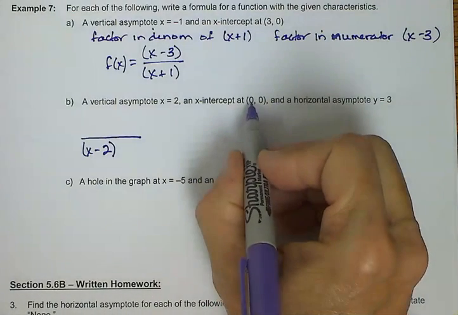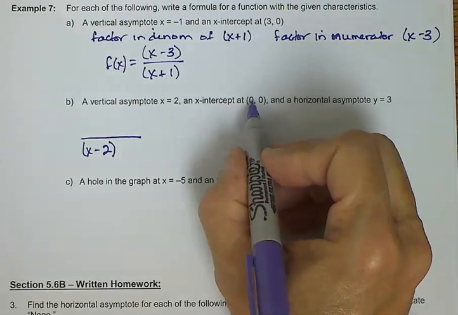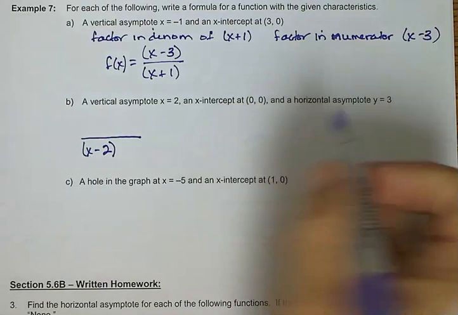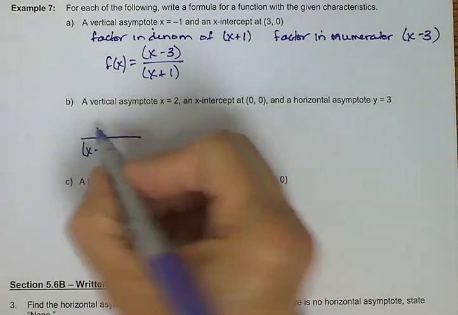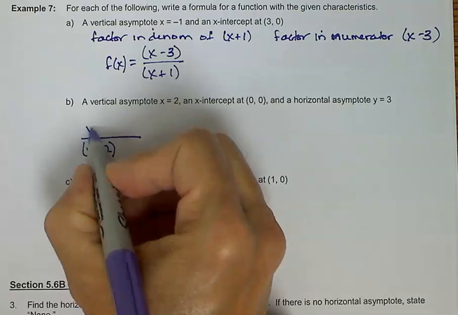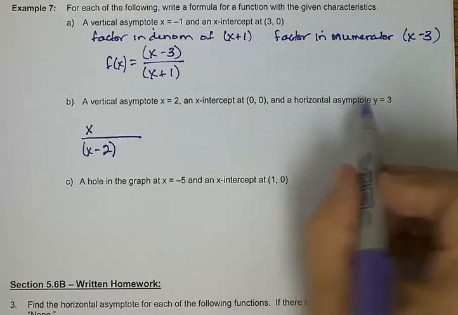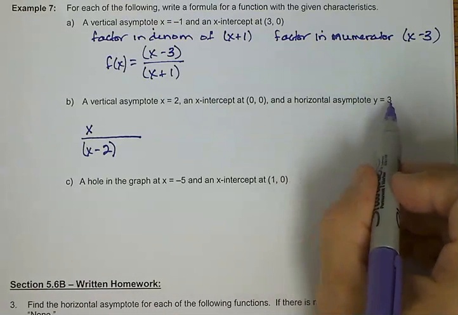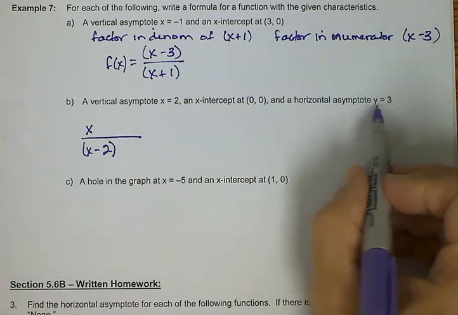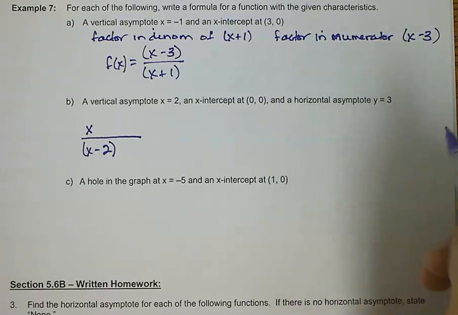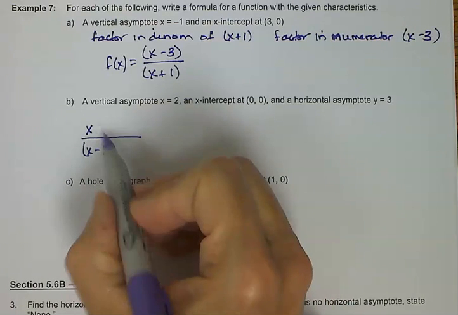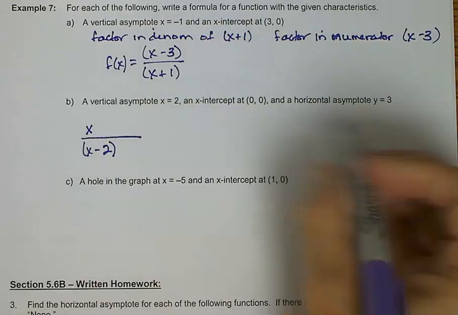For my x-intercepts, I have to have a factor in the numerator that would go with that. If my x-intercept is at 0, the factor that goes with that is x minus 0, or I could just make it x. And then for this one, we also want to have a horizontal asymptote of y equals 3. To get a horizontal asymptote that's not y equals 0, that means our numerator and denominator have to have equal degrees. With what we have here, they're already both degree 1, so that works.